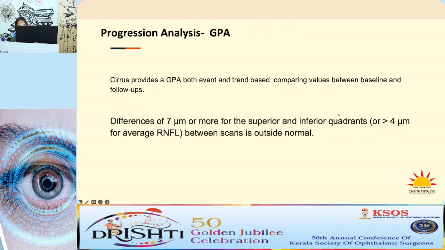And finally, progression analysis. This is also available with the Cirrus. This gives both event and trend-based comparison, and differences of 7 micrometer or more for superior and inferior quadrants, or more than 4 micrometer for average RNFL scans. Average RNFL between the scans is outside normal.